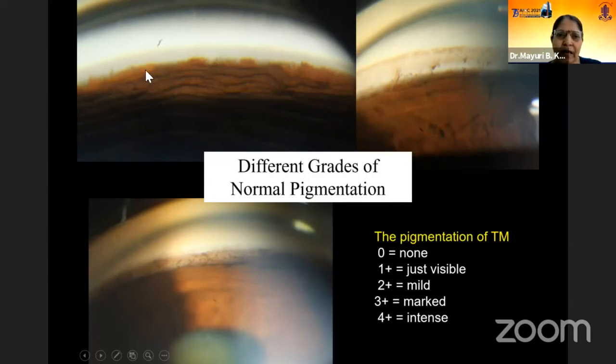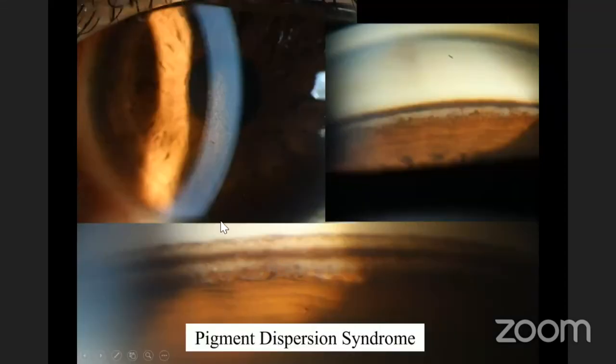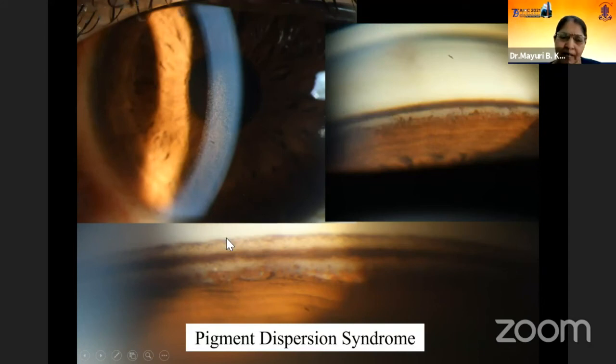This is a newborn angle. There is hardly any pigmentation. Here it is grade 1, just visible. And this is grade 3 with irregularity or patchy pigmentation. And this is the pigmentary glaucoma. Krukenberg spindles are seen, and the trabecular meshwork is fully covered with the pigments. And this is the Sampaolesi line that you see. So this is how one has to grade the angle.